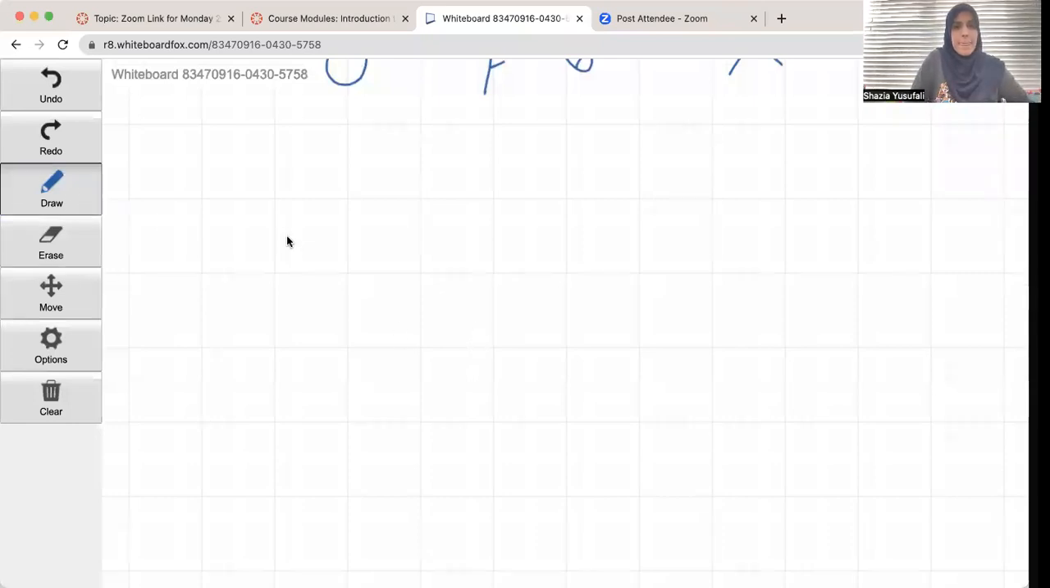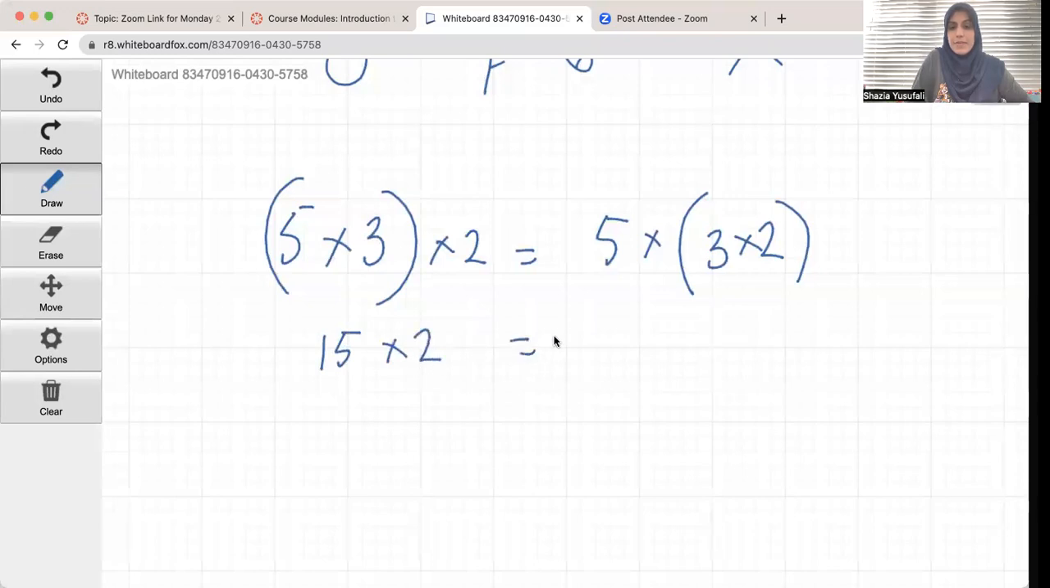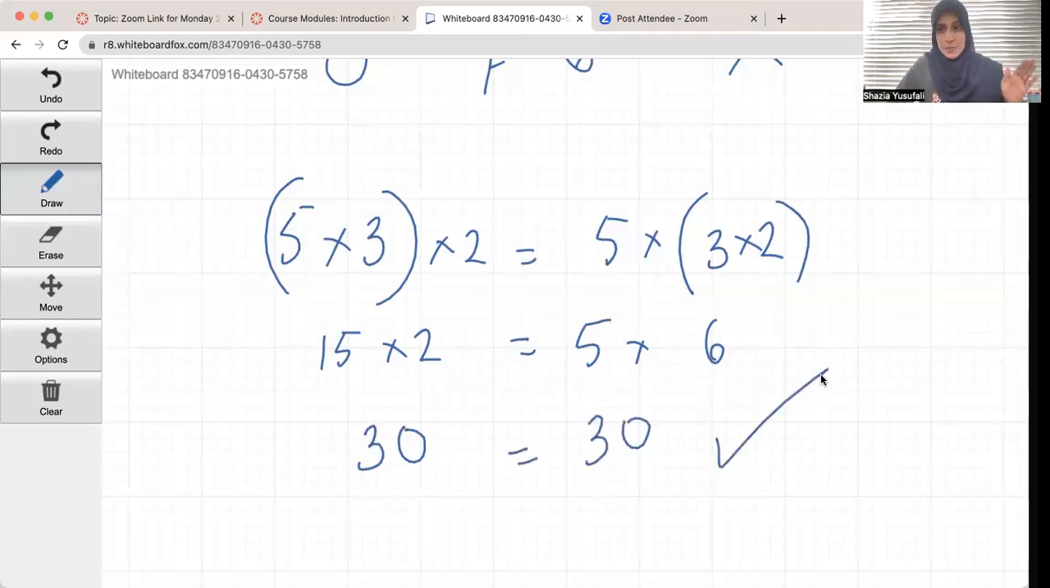If I were to say 5 multiplied by 3, we put it inside a bracket, times 2 equals 5 times brackets 3 times 2, right? Are they equal? Let's find out. 5 times 3 is 15. Multiplied by 2, 15 times 2 is 30. 3 times 2 is 6, and 5 times 6 is 30. Yes, we have an associative property, right?